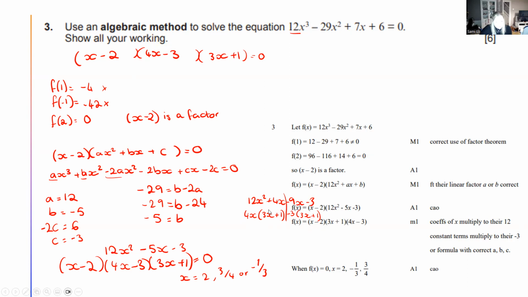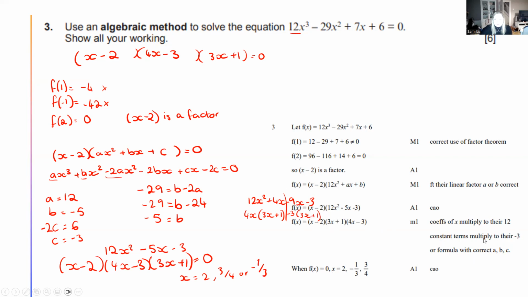They've then done a very similar thing to me, but they've put the 12 in straight away, which makes sense. I like to expand out at that point. And then they've done very similar, so they got to the point of 12x squared minus 5x minus 3, and then finding those 2 brackets. Once they found those 2 brackets, it's finding the values. So again, it just shows you that there's more than one way.